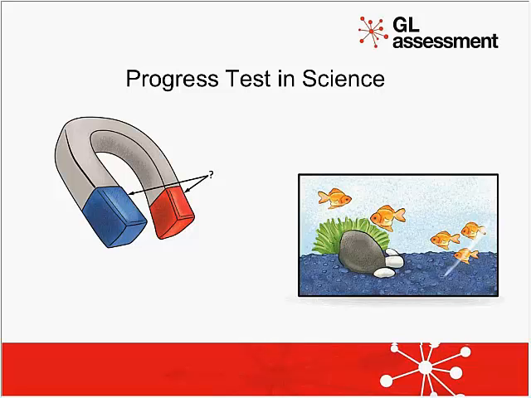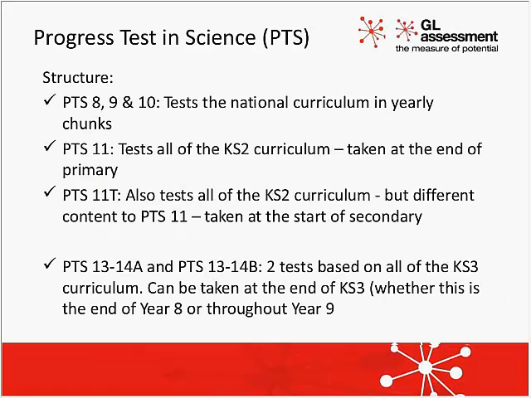So, what can I tell you about it? I can tell you a little bit about the structure. At ages 8, 9 and 10, these will look specifically at year knowledge of that particular age. So testing, if you like, chunks of yearly knowledge. On top of that, the Progress Test Science 11 actually looks across the whole of the Key Stage 2 curriculum. So it's summarising Key Stage 2 curriculum, and it's taken, obviously, at the end of primary phase.